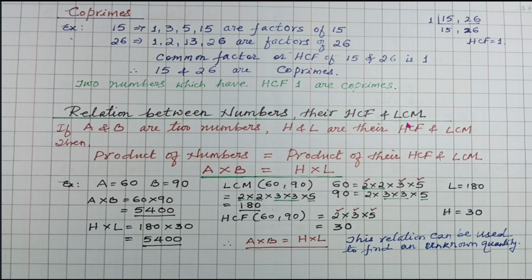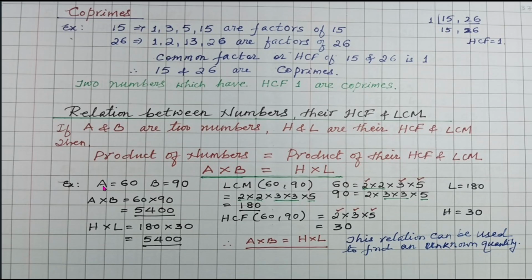Or we can even say if the HCF of two numbers is 1, then they are coprimes. Now, the relation between numbers, HCF and LCM. If A and B are two numbers, H and L are their HCF and LCM, then the product of the numbers is equal to the product of their HCF and LCM. That is, A into B is equal to H into L. A very, very important relation which helps us in calculations to find LCM or HCF when the product of the numbers and one of the values H or L is given to us.